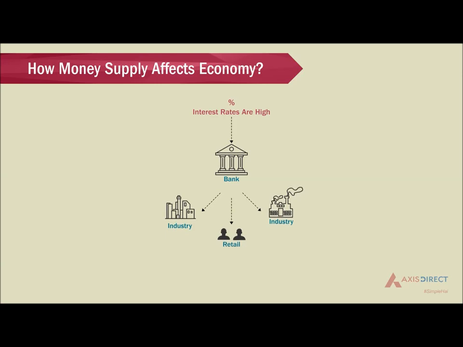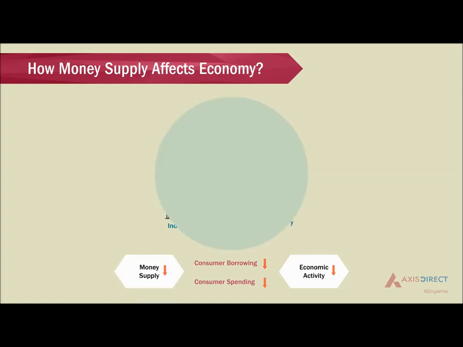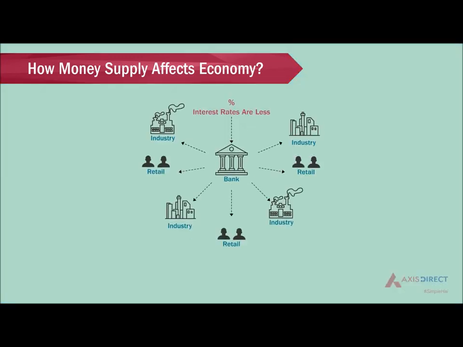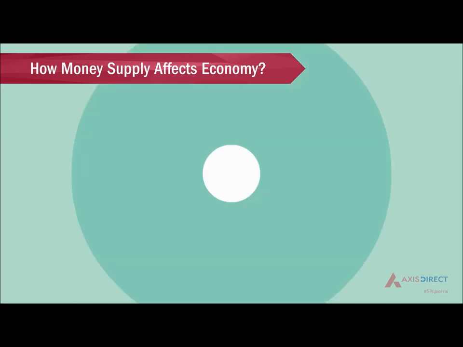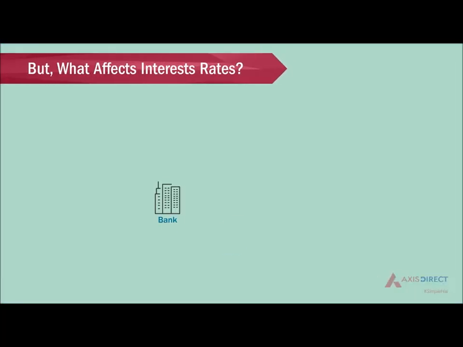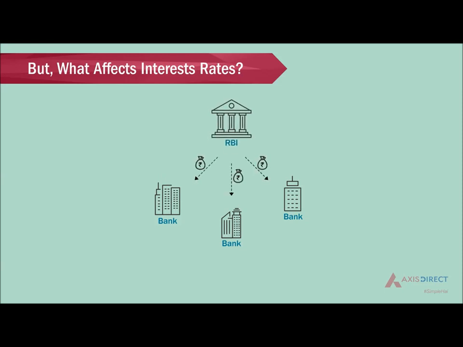When interest rates rise, both consumer borrowing and spending is reduced, and economic activity and money supply fall. When interest rates are reduced, both consumer borrowing and spending rises, and economic activity and money supply rise. But what affects interest rates? Banks borrow money from RBI for short-term requirements at a rate called repo rate. When repo rate rises, interest rates rise, and if repo rate falls, interest rates also fall.